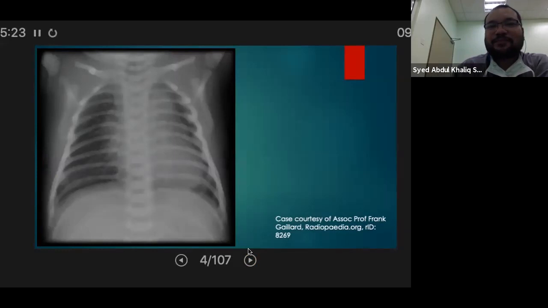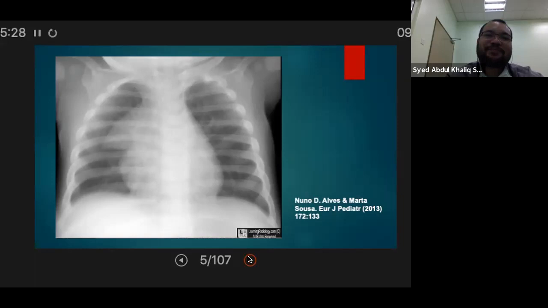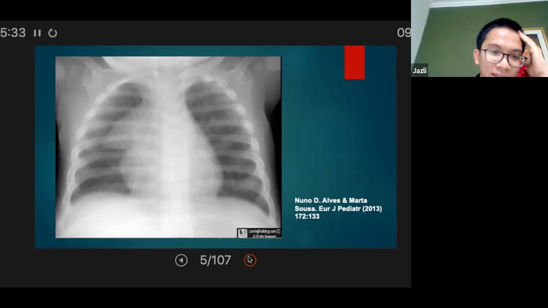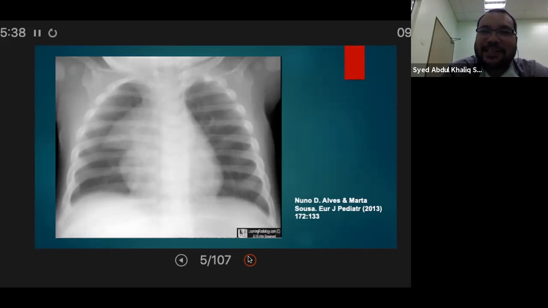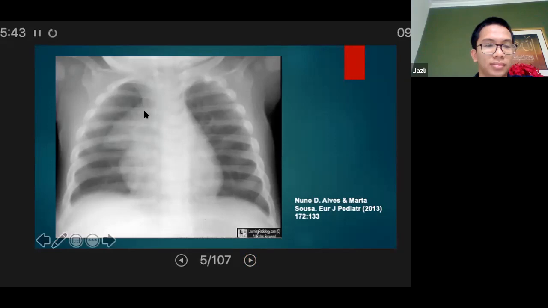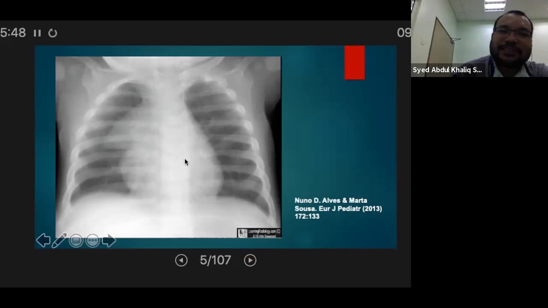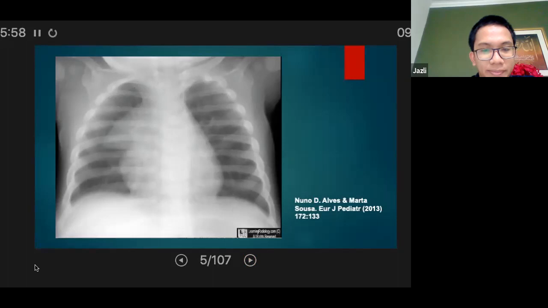What is this? Normal chest X-ray with thymic sail sign. So this is the thymus, the normal thymus. Sometimes it gets bigger, sometimes it may be smaller. Sometimes you can see it on the left side as well. Do you need to worry about this? No, no need. Don't be worried. You should just ignore this.